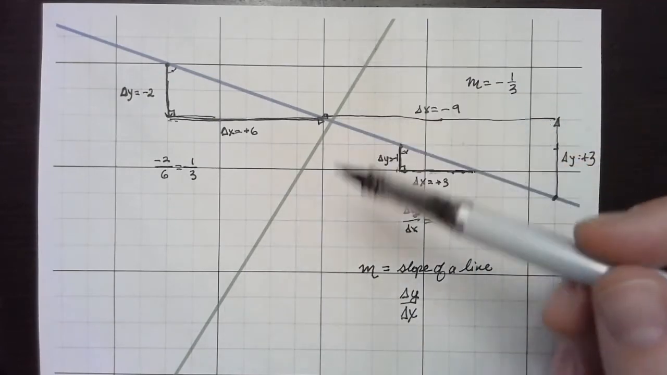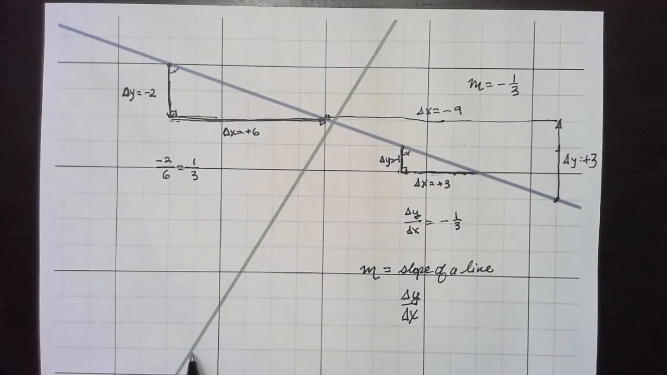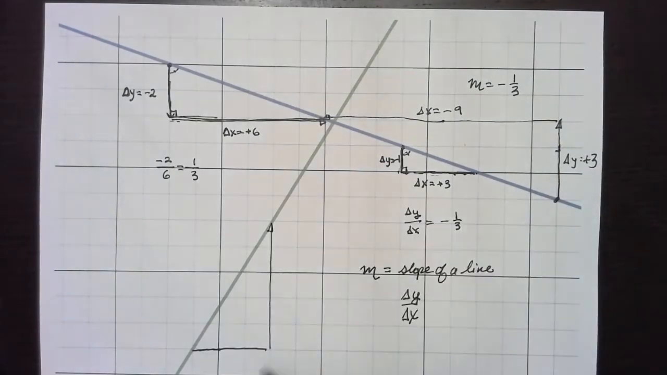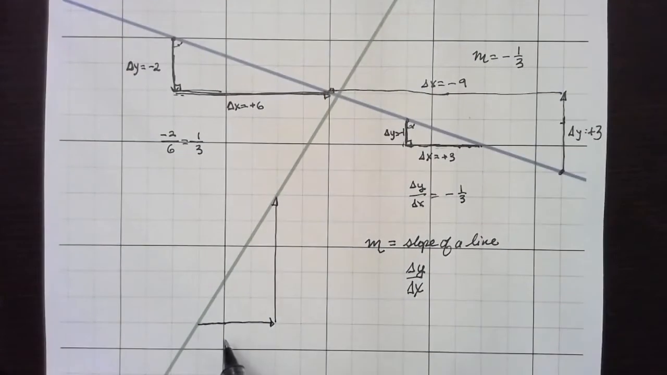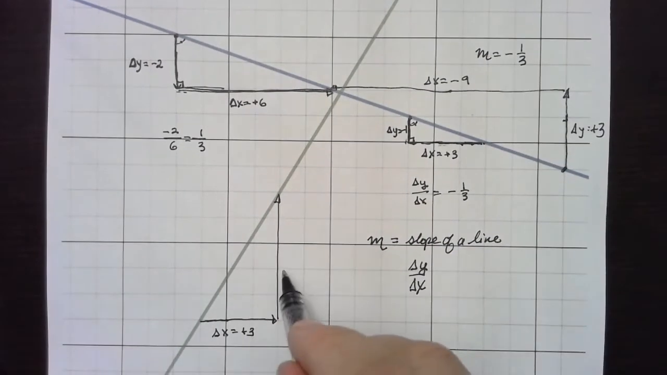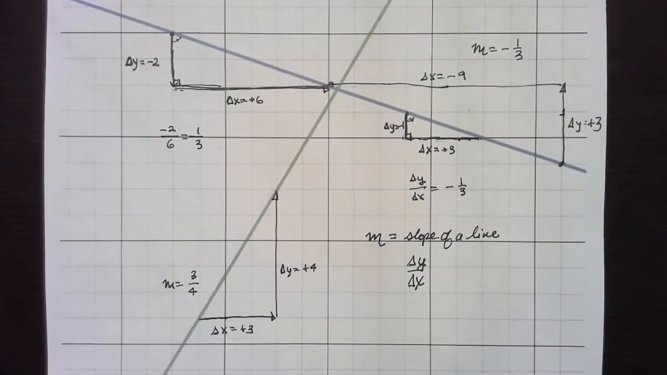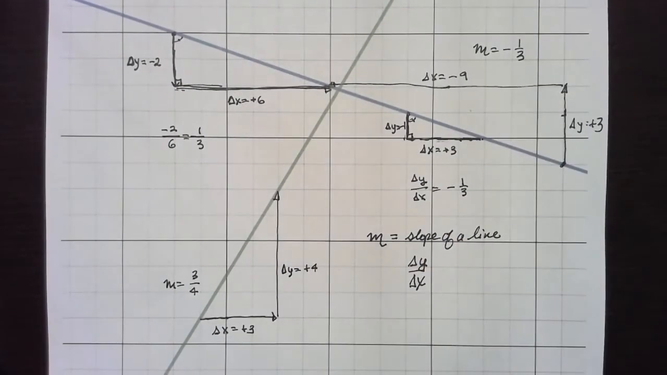with positive slope. This will have a positive slope because if I make a motion from one point to another on the line, the changes will have the same sign. This is going to be a change in x of +3 because it's to the right 3. This will be a change in y of +4. So this line's slope is +4 over +3, or 4/3. Positive slope because it's moving up.